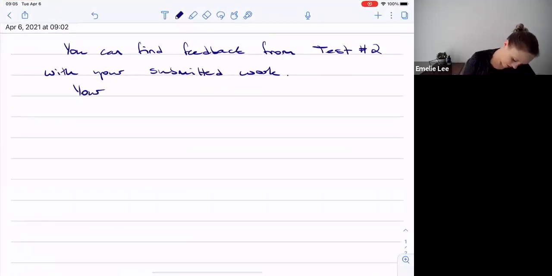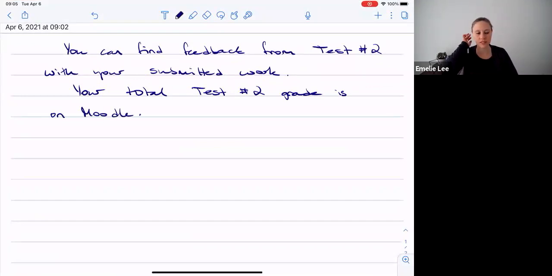Your total test 2 grade is on Moodle. I looked at what answers you gave me in WebAssign. Does your work match what you told me on WebAssign? Or maybe you made a little typo in WebAssign, so then I increased your mark a little bit and made it more realistic. So that's good. I can cross that off my list of things to talk to you about.